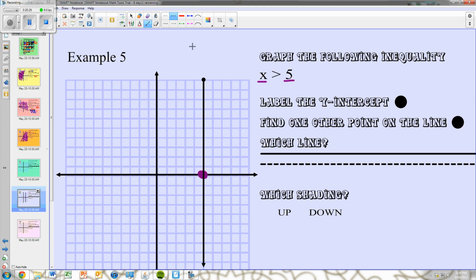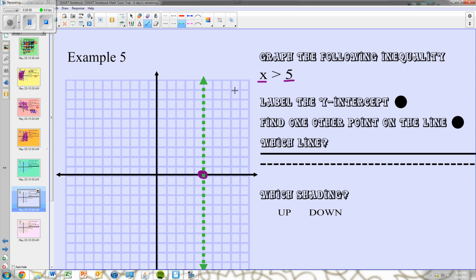Oh, nope. Wait, what's wrong with that? What is wrong is that this line should be a dashed line. That was my fault. Sorry about that. So we're going to fix that really quickly. So I'm going to draw a dashed line here. And the reason I'm drawing a dashed line is because there is no equal to sign underneath here. If there was an equal to sign, it would be solid. There is not one, so it is dashed.